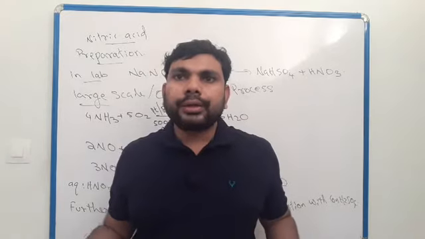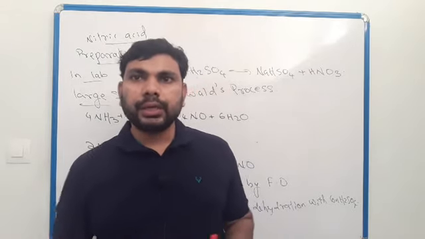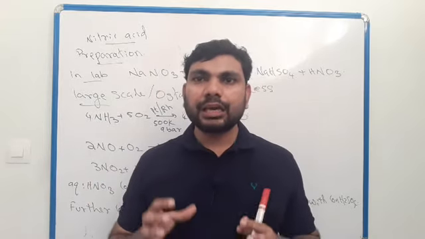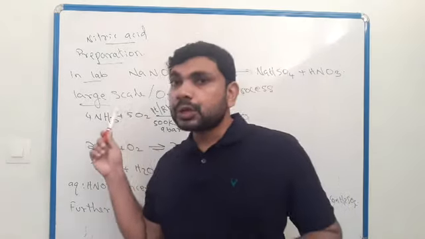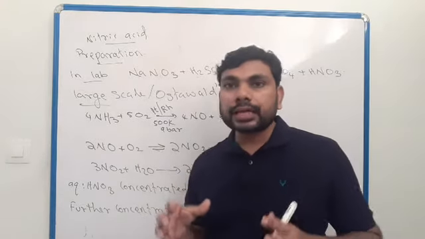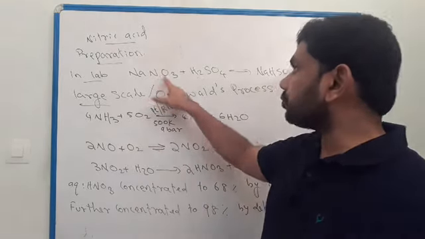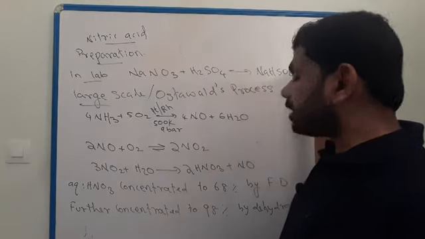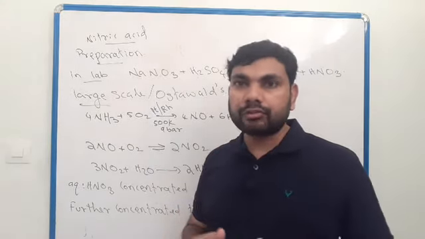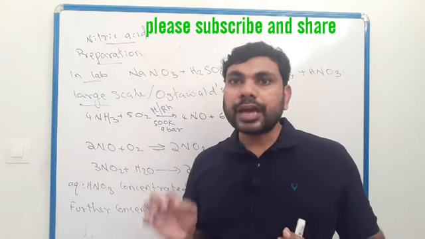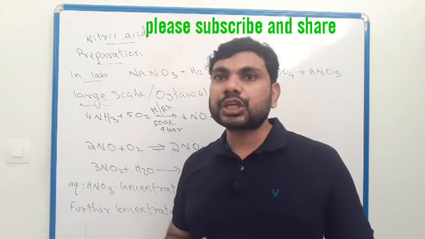Clear? Okay, next we have to understand the preparation of nitric acid. Small scale production means the laboratory method of production of nitric acid. Nitric acid is produced by sodium nitrate reacting with sulfuric acid. Sodium nitrate reacted with sulfuric acid produces nitric acid and sodium hydrogen sulfate. This is the laboratory method of preparation of nitric acid.